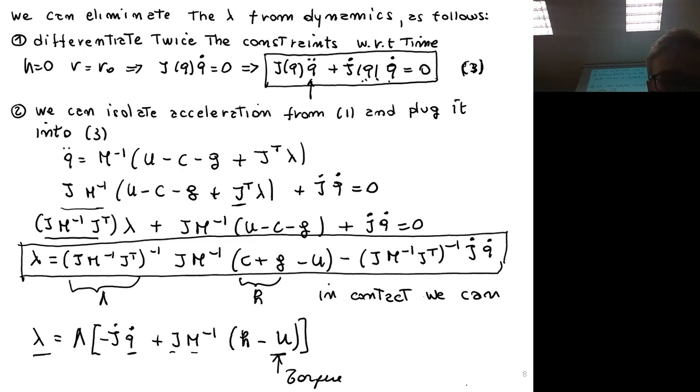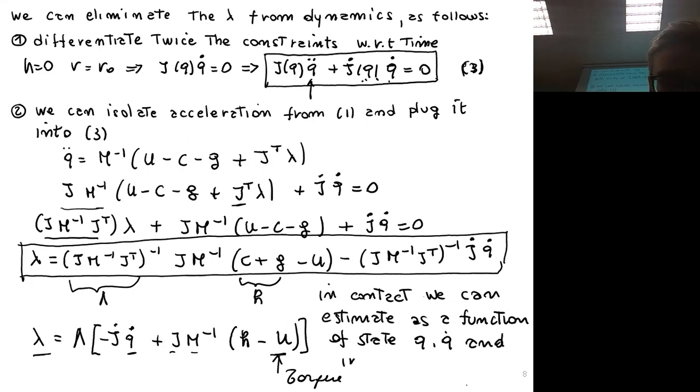And in rigid contact, you can estimate contact forces or constraint forces as a function of state q, q dot, and input torque u. Okay. Now, to make this lambda disappear from the equation, we replace it back.